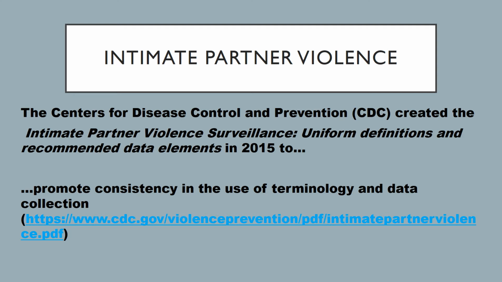So that's what the CDC was trying to do in 2015. And they wanted to come up with some standardized definitions to really capture what exactly is intimate partner violence, or in other words, be able to operationalize it. And one of the things that their goal was, as you can see here, was to promote consistency in the use of terminology and data collection, which as researchers is what we want. It gives us more accurate, valid, and reliable information. So let's take a brief look at the lengthy types of definitions that they have for intimate partner violence.